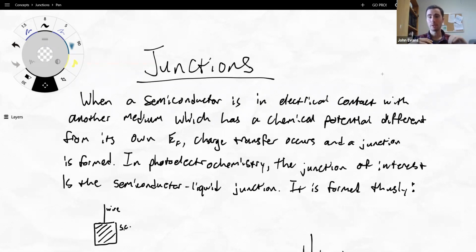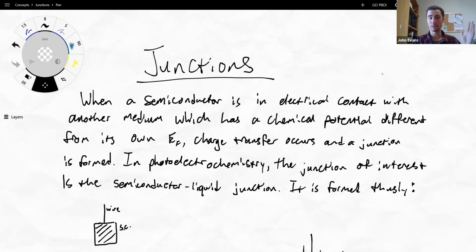For photoelectrochemistry, we're mostly interested in semiconductor liquid junctions because you can only do electrochemistry really in liquids. Not strictly true, but mostly you can only do it in liquid form or in solution. Semiconductor metal contacts are extremely important, and we'll have a little side note on those, and that'll help with understanding why certain things happen the way that they do. But for this class, we're mostly interested in the semiconductor liquid junction.